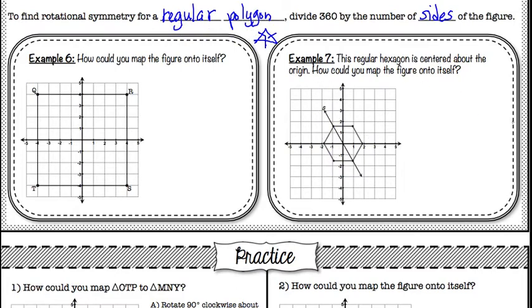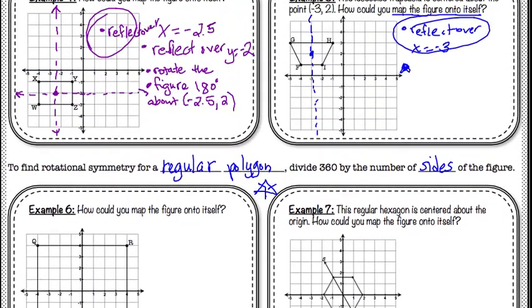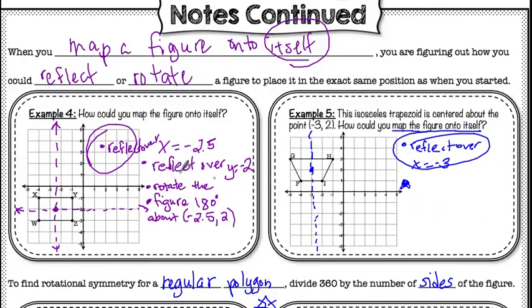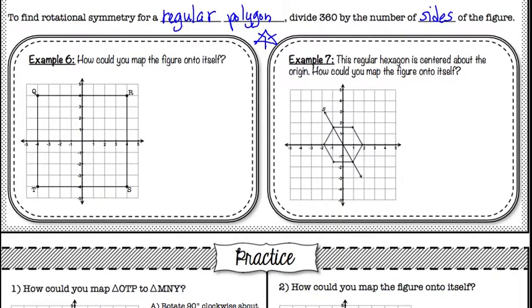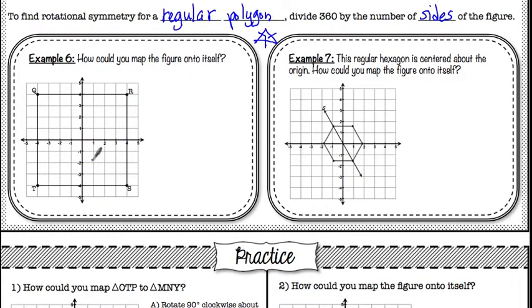This is different because on the previous two examples, these were not regular polygons. A rectangle has sides of different length. This isosceles trapezoid has some sides that are not the same length. Okay, let's look at the square. How could you map the figure onto itself? A square is a regular polygon, so we can use this lovely nugget of information to answer that question. Divide 360 by the number of sides. This is just a trick. How many sides are there? There's 4. So 360 divided by 4 is 90.